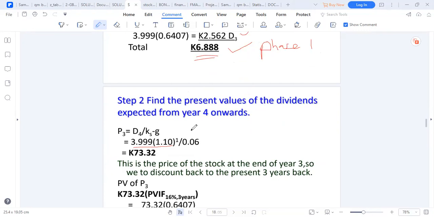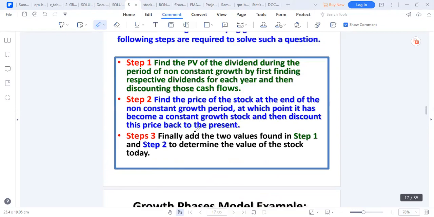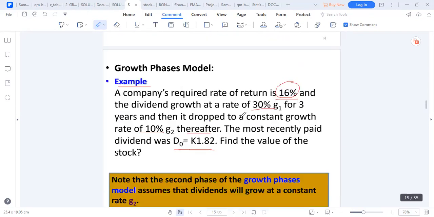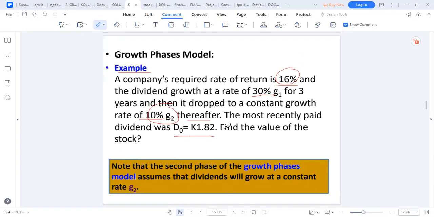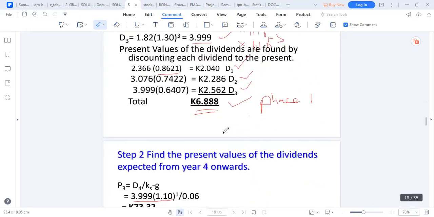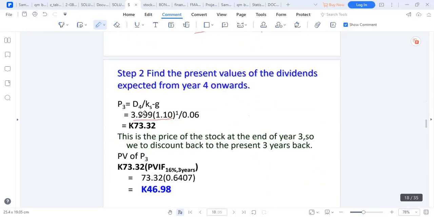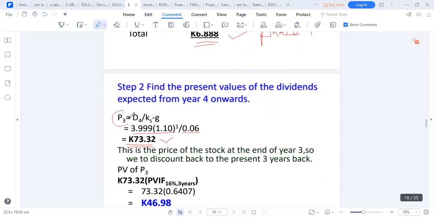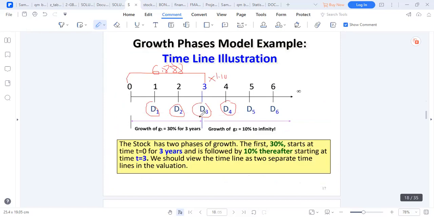Our K is 16%, and our new G is 10%. So 6% is the difference between these two. So we're going to do D1 over 6%. This is D0 times 1 plus G, which is D1, and 6% is the difference between 16% and 10%. So we get 73. Now this 73 is the price of stock as of year 3, because this will be your D0. So at this point, 73 is your price of stock.